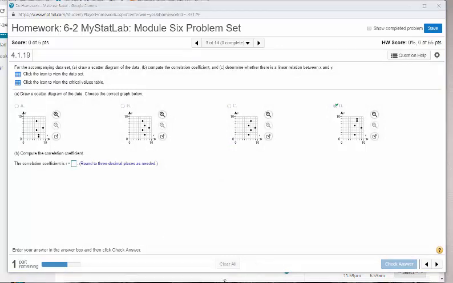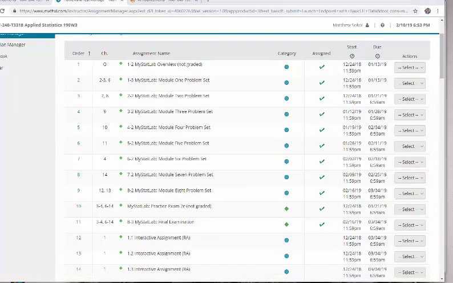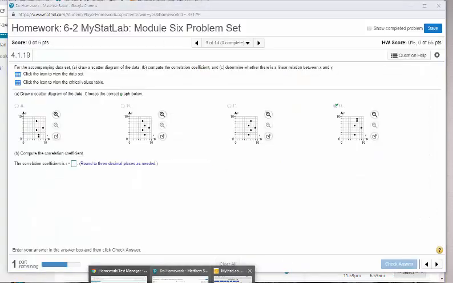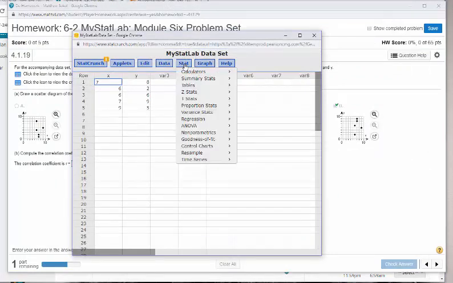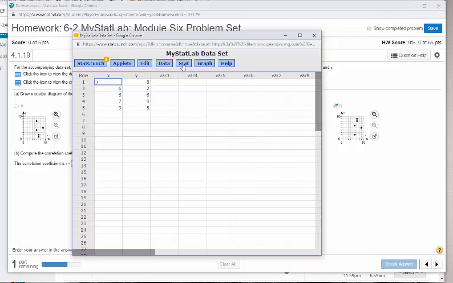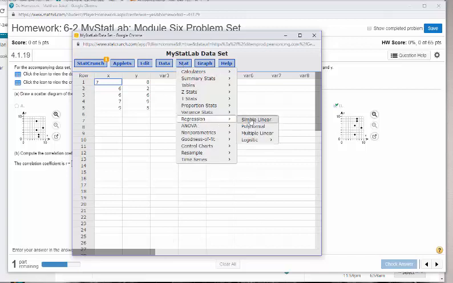Now compute the correlation coefficient. So I'm going to go back into StatCrunch. And to compute the linear correlation coefficient, you're going to hit Stat. You're going to go down to Regression, and it's simple linear. So Stat, Regression, simple linear. This will be the option used the most this week, and it's incredibly useful.